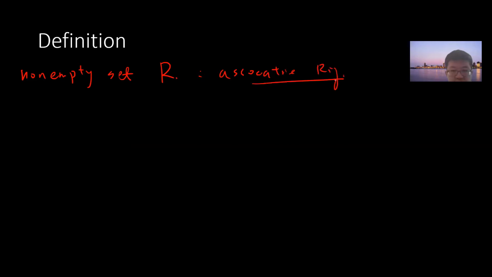Okay, so definition. Let's start with a non-empty set R, said to be an associative ring. It's called a ring if it has two operations, one is plus, one is product. The plus is not the usual addition, and this is not the usual times, just two operations, such that R with plus forms an abelian group.